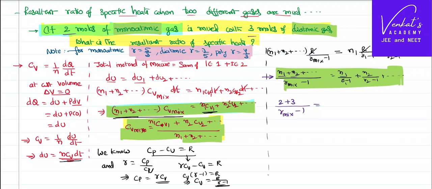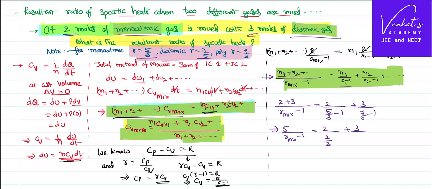Minus 1 equal to N1, meaning 2. Gamma 1 means it is monoatomic. Value of the gamma for the monoatomic is 5 by 3 minus 1. N2 is 3. It is diatomic. So gamma of the diatomic is 7 by 5 minus 1. That's it. There are only two gases here. That implies 5 by (gamma of the mix minus 1) is 2 by, this is 5 minus 3, that is 2 by 3, plus 3 by, this is 7 minus 5, that is 2 by 5.